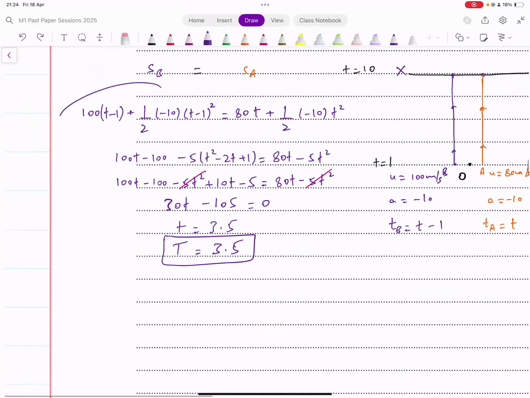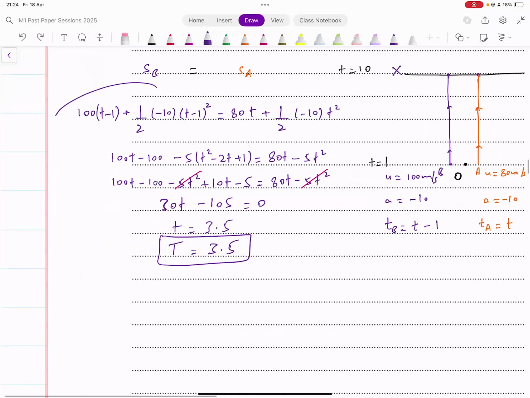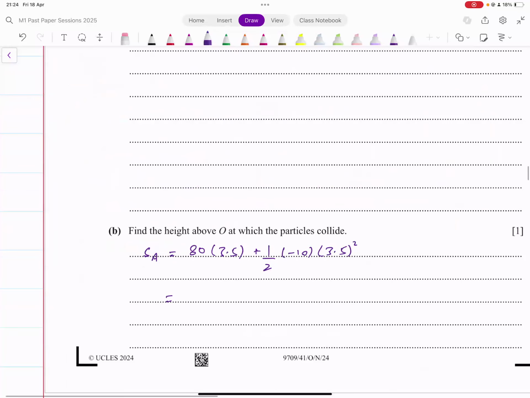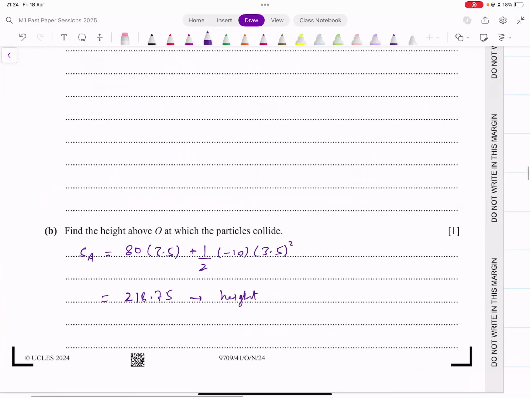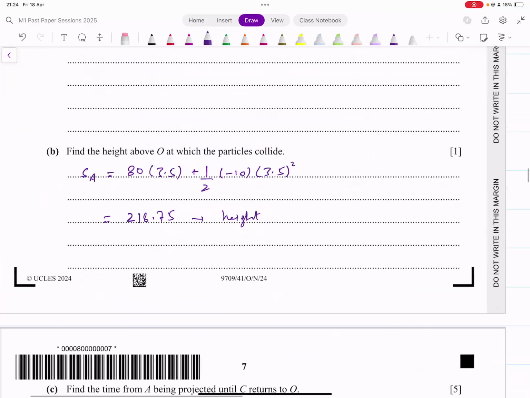What do we get? What's this value? 218.75. Thank you. 218.75, that's the result that we're getting from this. Okay, so that was part B. Let's move on. These first two parts were fairly straightforward.